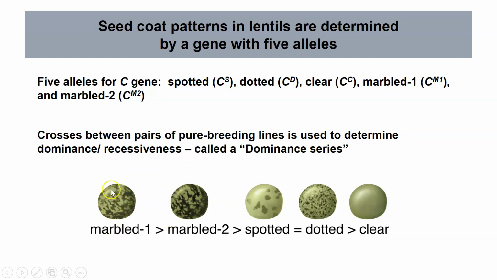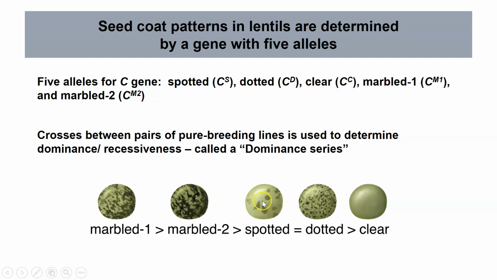For example, if you make a heterozygote with marbled 1 and any of the 4 alleles, you see the marbled 1 phenotype. That means marbled 1 is dominant to all of the others. If you make a heterozygote with a marbled 2 allele, and 3 of the other alleles, not marbled 1, but the other 3, marbled 2 phenotype is seen, indicating that the marbled 2 allele is dominant to the spotted, the dotted, and the clear allele.